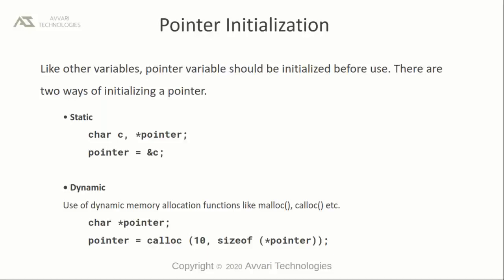Pointer initialization. Just like we define any other variable, pointer is defined in a same fashion. There are two ways of using pointers. First one is making use of static pointers, and the other is making use of pointer for dynamic memory allocation.